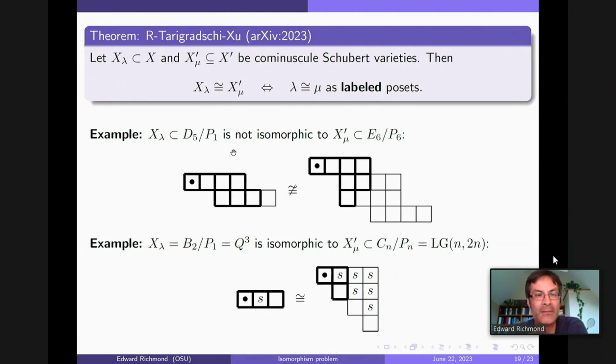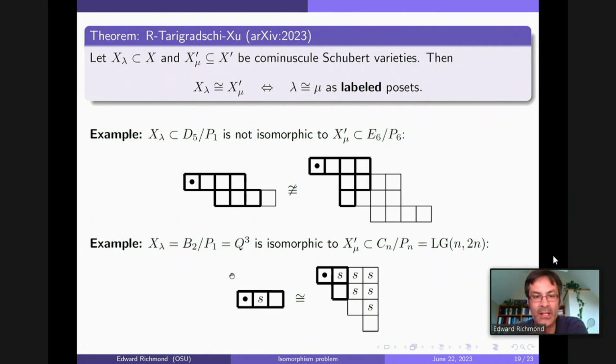I have D5 mod P1 that looks like this. I have lambda given by this lower order ideal. I can look at this thing that's sitting inside E6 as well, and I can see that these are the same, except I have a box coming off here and a box coming off here, and it turns out that these are not the same. So they're not going to be isomorphic.